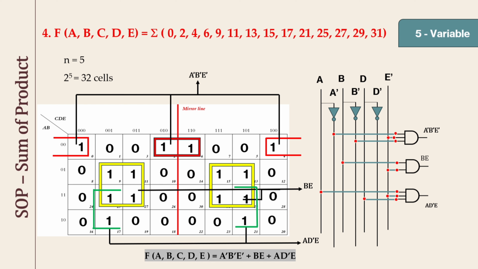At the end, we need to sum all these product terms. For that, we are giving the outputs from these three AND gates to the OR gate, so that we get the final expression as A bar B bar E bar plus BE plus A D bar E. And this is how the logic circuit and the expression for the respective problem statement will look like.